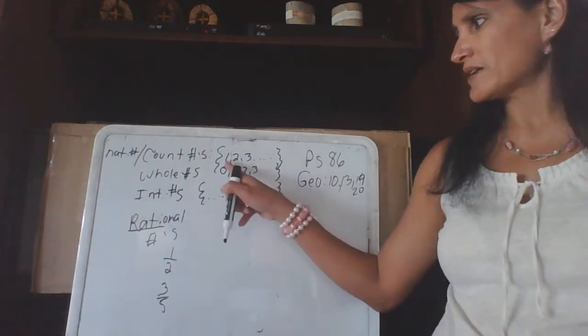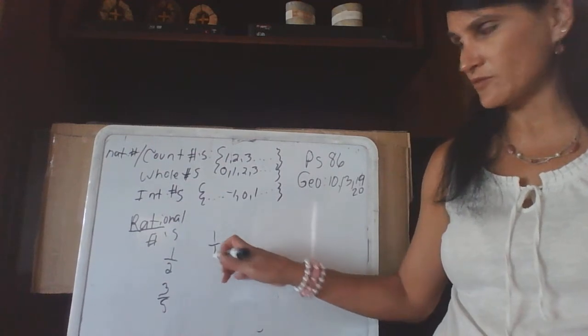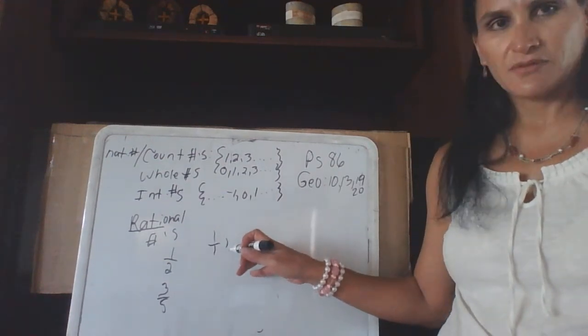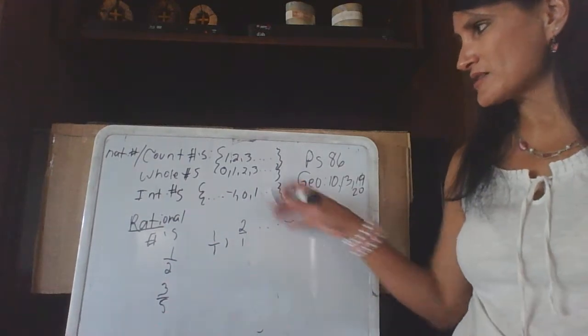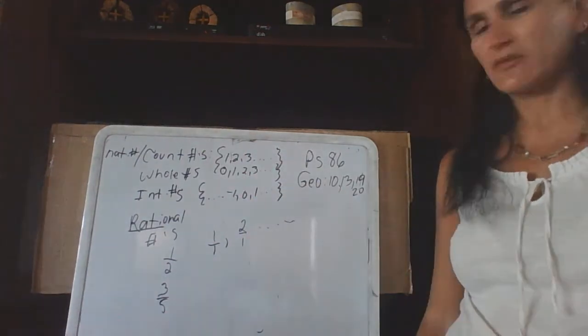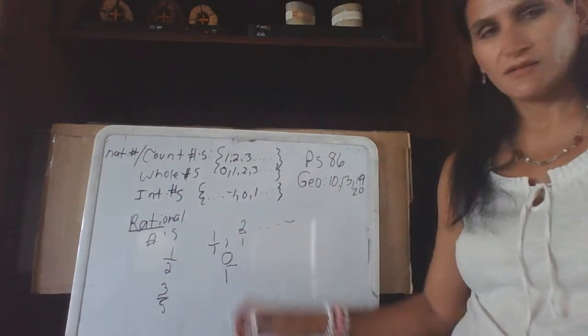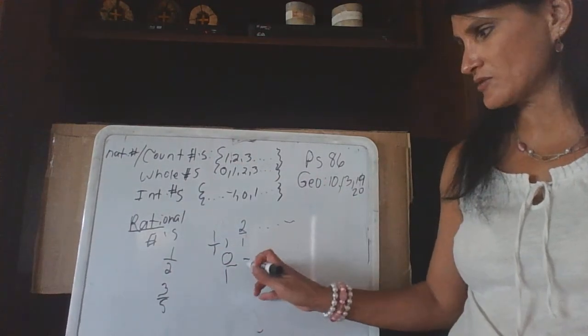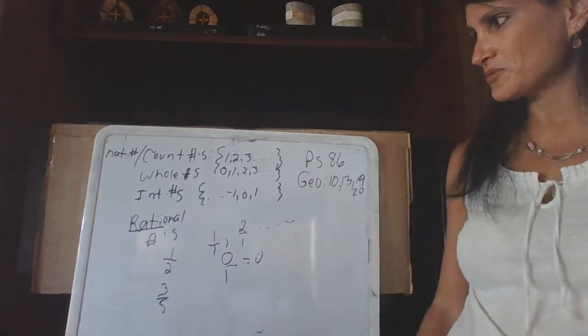Now let's go back. Can you write 1 as a fraction? Well, of course you can. You would write it 1 over 1. How about 2? You would write it 2 over 1. And we would keep going on and on. So that means all of my counting numbers are rational numbers. How about whole numbers? Can you write 0 over 1? Yeah, 0 over 1 equals 0. So yes, that means all of my whole numbers are also rational numbers.